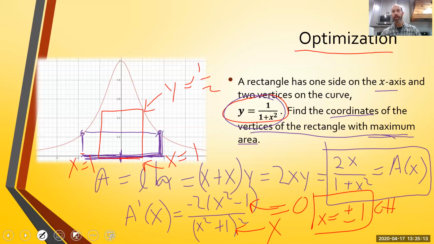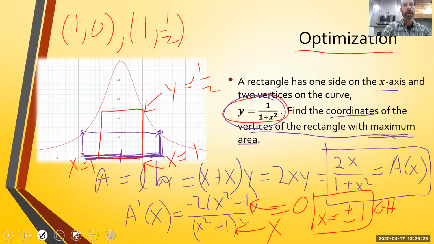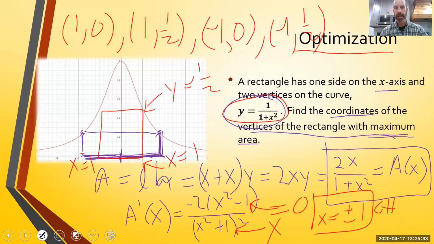And you can see that the y value here is, I think, a half. So the coordinates of the vertices of the rectangle with maximum area are going to be (1, 0), (1, 1/2), (-1, 0), and (-1, 1/2). And I think we're a little bit past time here, so I'm going to go ahead and stop the lesson. So hope that makes sense.